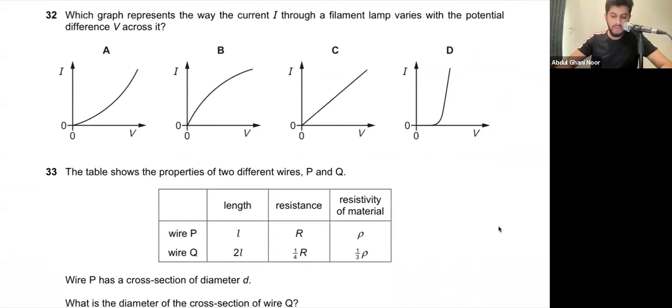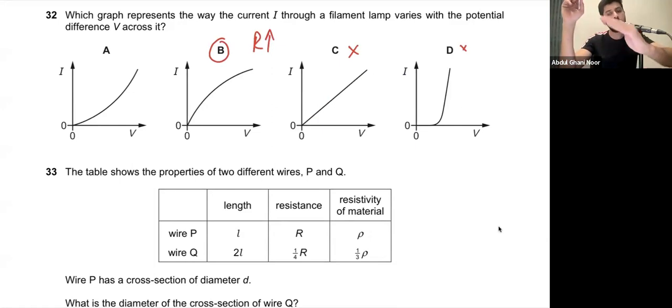Which graph represents the way the current I through a filament lamp varies with potential difference V across it? Cannot be C because C is an ohmic conductor which has a constant resistance. Cannot be D. The answer is B. For a filament lamp, the resistance increases. When the resistance increases, the graph tends to curve towards the voltage side. When the resistance decreases, the graph tends to curve towards the current side. Remember this.